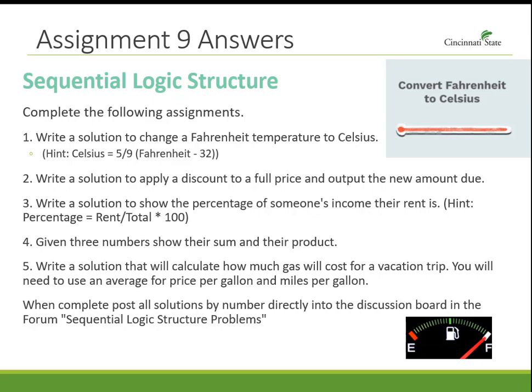Number 1, you want to write a solution to change a Fahrenheit temperature to Celsius. Number 2, write a solution to apply a discount to a full price and output the amount due. Number 3, write a solution to show the percentage of someone's income to their rent. Number 4, given 3 numbers, show their sum and their product.